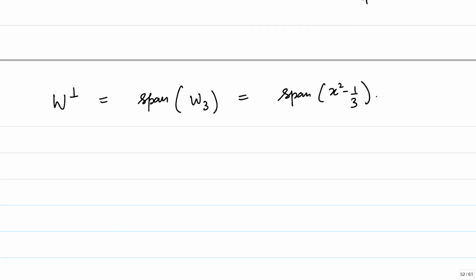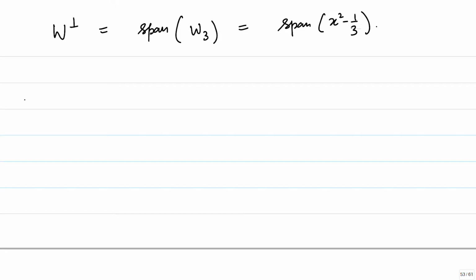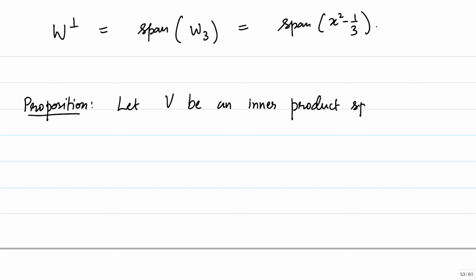Okay. Let's next take a first step towards defining what the projection is. So in order to do that, as a corollary to this statement which we have just proved, let me write down a proposition. The proposition says: let V be an inner product space and W be a subspace of V.